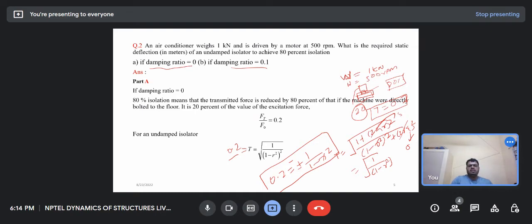This is simple. That would come out to be plus or minus (1 minus r squared) equals 1 by 0.2, which is equal to 5. So the equation becomes plus or minus (1 minus r squared) equals 5. Take one time as a plus and one time as a minus, and see what value you get for r. Okay, so this is the same thing which I have written.